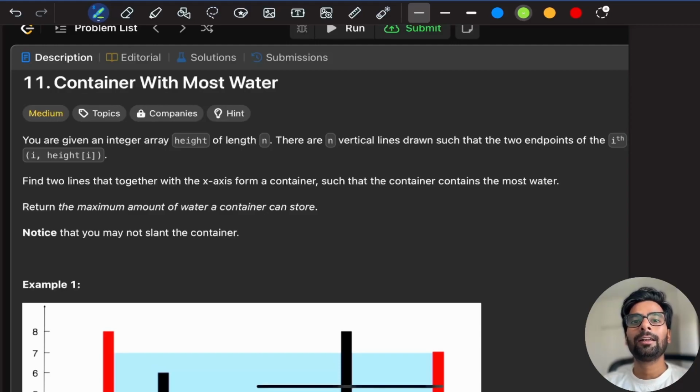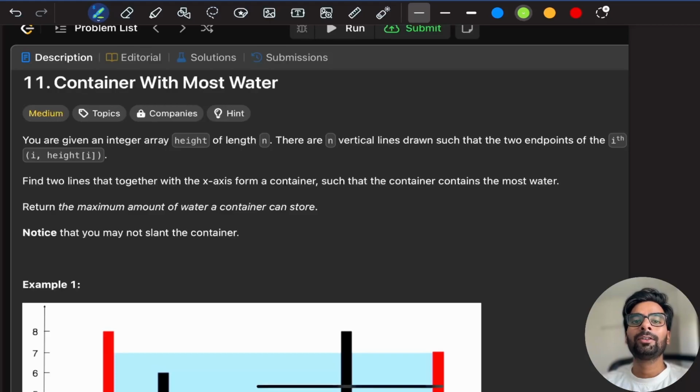So we need to understand how we have to create a container here. We have to use these vertical lines and then create a container. If we take any two vertical lines out of this height array, then that makes a container. So any pair of two lines is a container, and we need to see which pair gives me the most area. So area is calculated by using the width and the height.